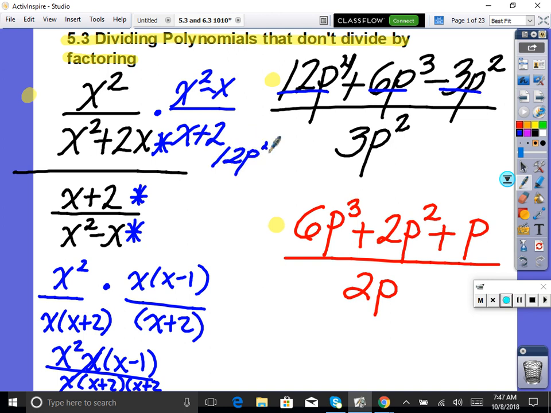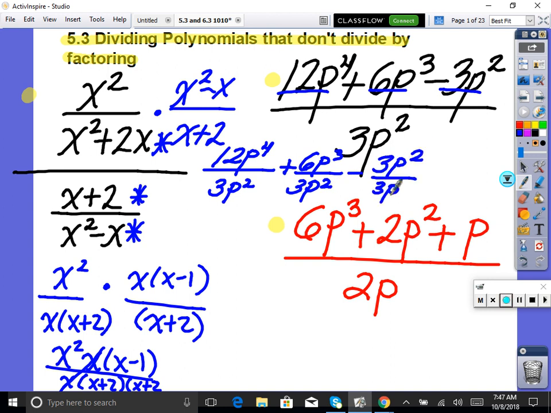12p to the fourth divided by 3p squared, plus 6p cubed divided by 3p squared, then minus 3p squared divided by 3p squared. Now look, why can we do that? Because think about it, as long as we keep all of them divided by the denominator, we're good. Because if we have a common denominator, can't we put the numerator together? Does everybody see how that would work?